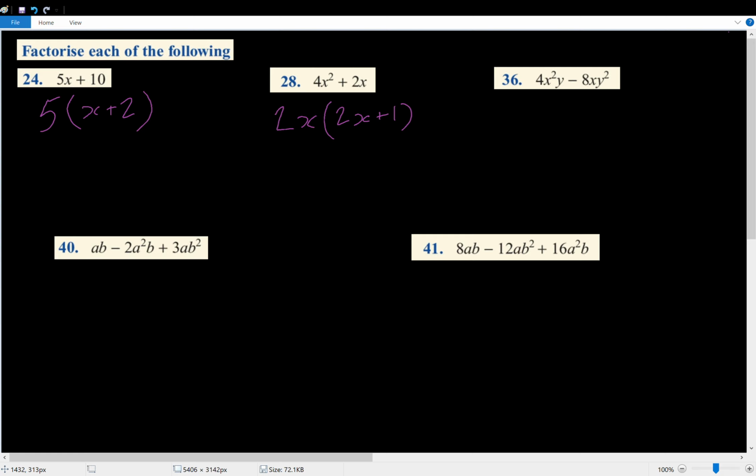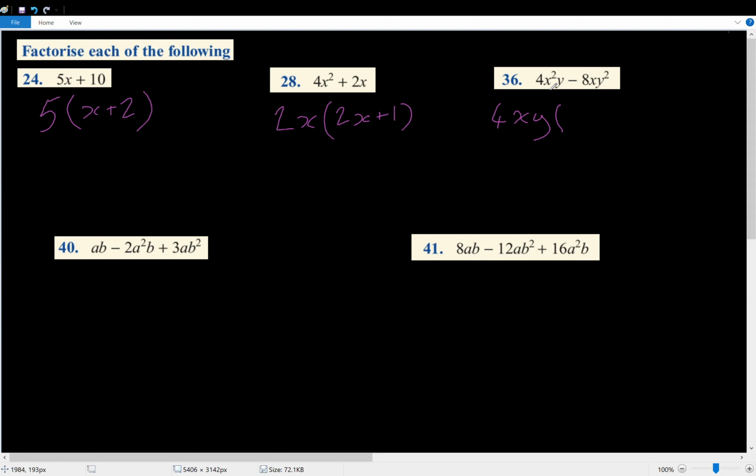Now we look at question 36. In 36 we've got two variables in each expression, but we'll start with the numbers first. The highest common factor between 4 and 8 is 4. And then we look at each letter individually. The highest common factor between x squared and x is going to be x, and the highest common factor between y and y squared is going to be y. And now we open our bracket.